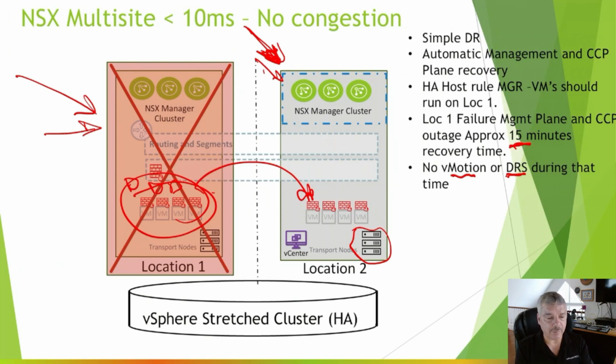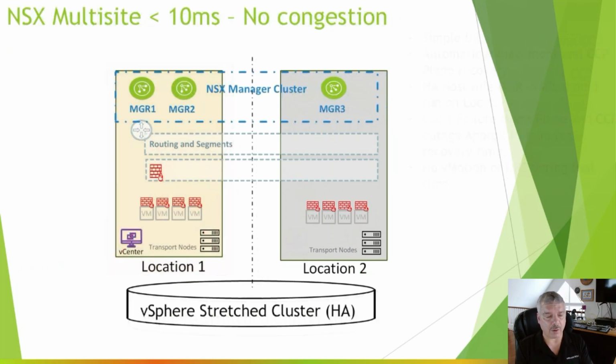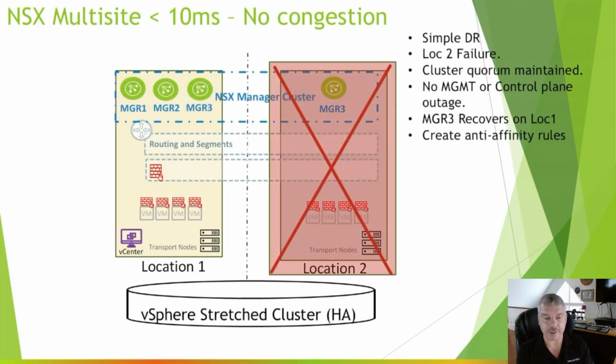Now, if you're less than 10 milliseconds, why do that? Why have all 3 of your managers at one location, right? This would be a better solution. In fact, it's considered a good practice. I don't like using the word best practice, okay? If I got less than 10 milliseconds, the same kind of thing here, if I was doing a stretched vSphere cluster, I could put 1 manager at location 2 and 2 managers at location 1. That's fine. So now what happens if location 2 here dies?